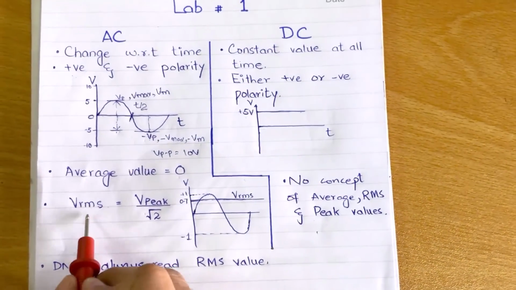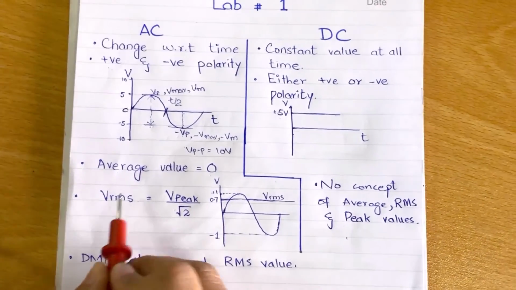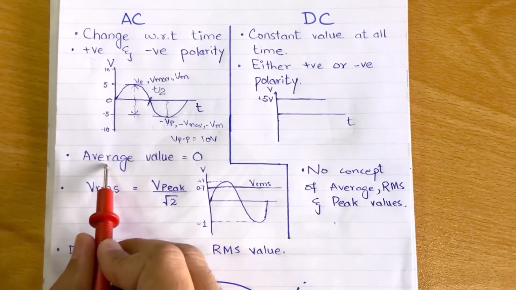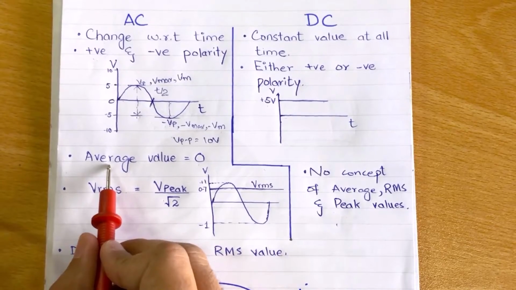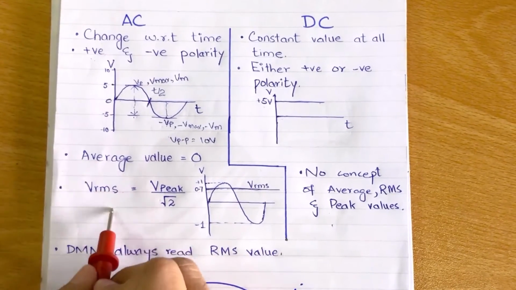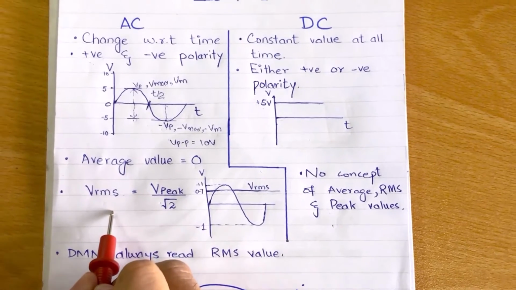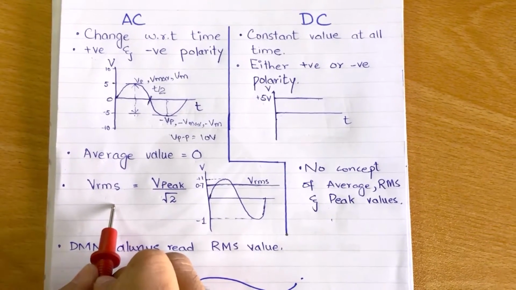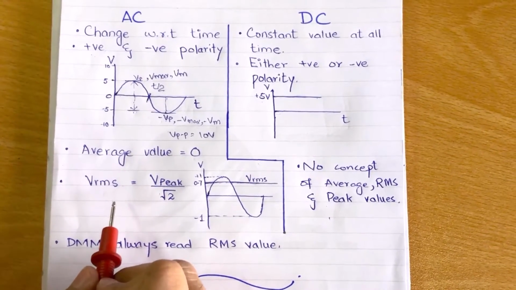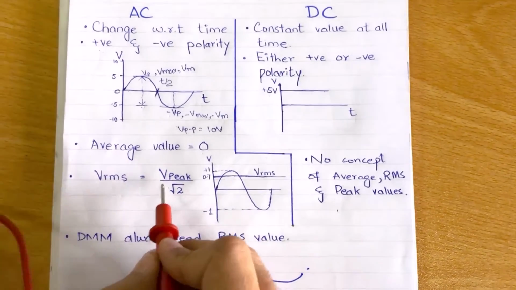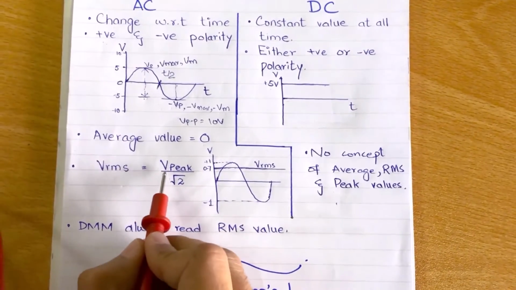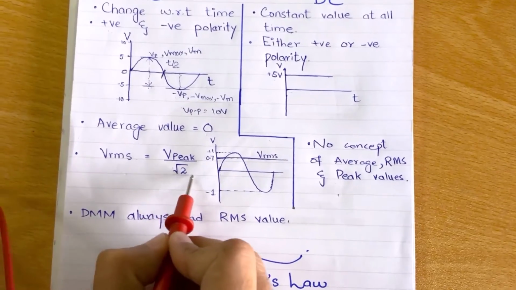Now, what is the RMS value? As we know, the average value of this signal is 0. Then how is a signal driving a circuit? For that, we always use the RMS value concept. RMS value is actually the effective value of an AC signal that you can use for your circuit. The formula for RMS value is V peak divided by square root of 2.